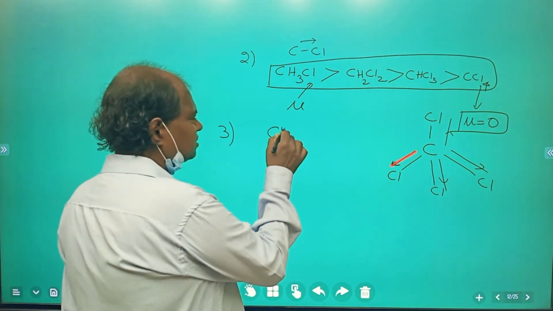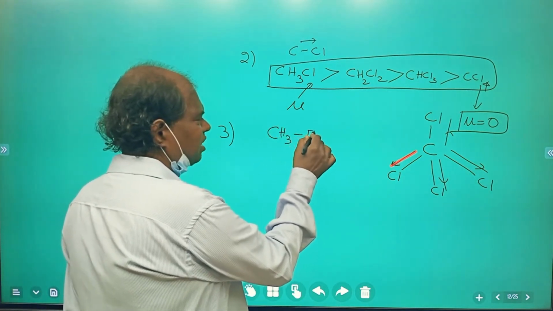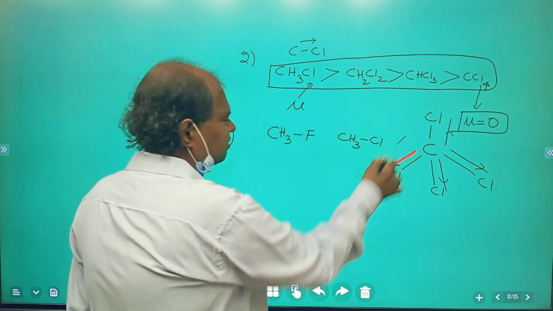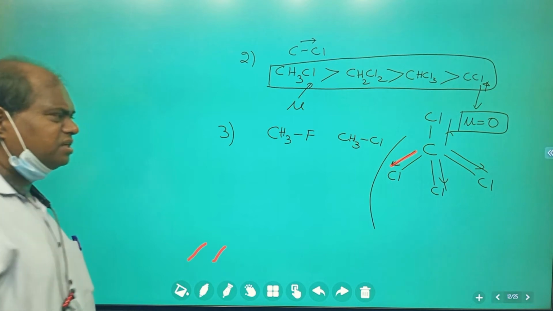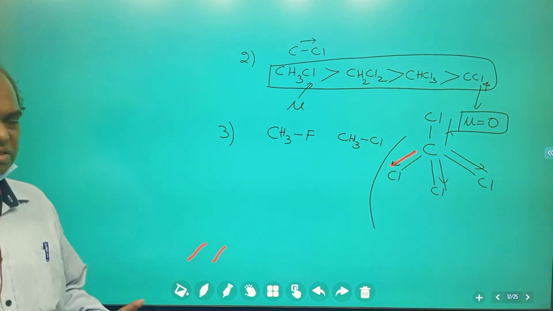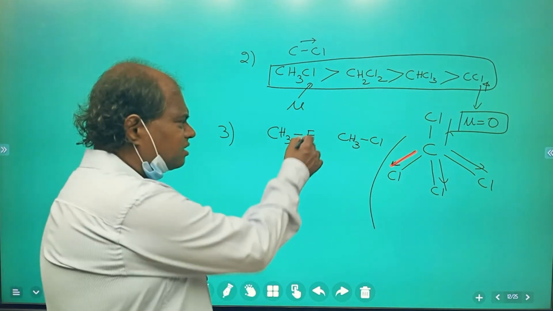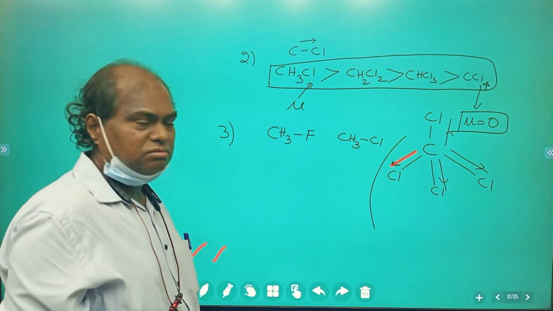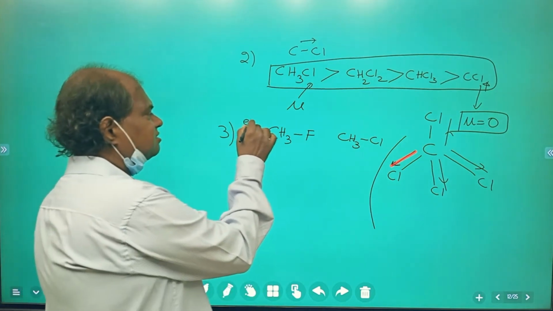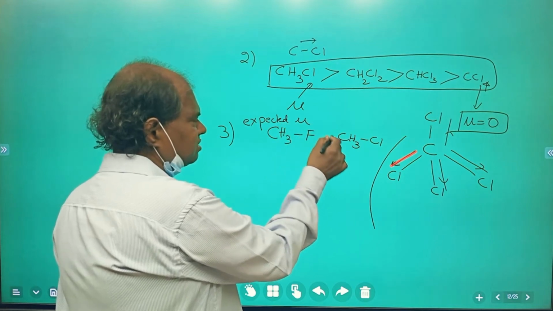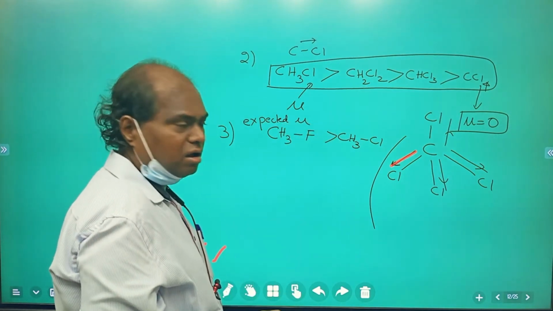Now third question. Please note down these questions, they are very much asked. Next one is, they'll ask you which of CH3F and CH3Cl has more dipole moment. These are some exceptions actually. So what I'm going to do now is a little bit of exception. Which will have more dipole moment? So this is very interesting. I told you that fluorine is highly electronegative, right? So actually we expect that this should have more dipole moment, mu, right? This should have more.